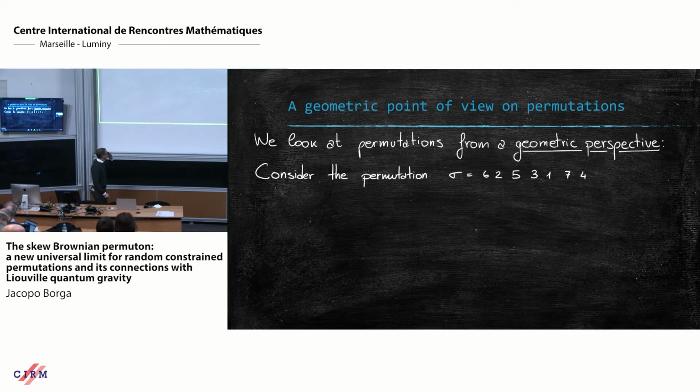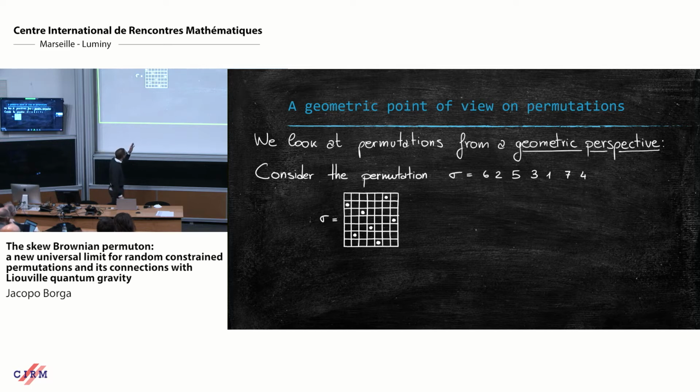Take this permutation, for example, 6, 2, 5, 3, 1, 7, 4. This is the permutation that maps 1 to 6, 2 to 2, 3 to 5, and so on. So I'm using the one-line notation. And you can consider the permutation matrix, that is, in the ith column, you put a dot at height sigma(i), so that you have one dot in each column and one dot in each row. And I want to study limits of this structure.